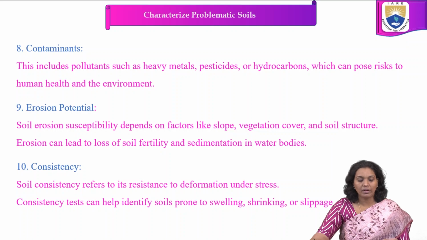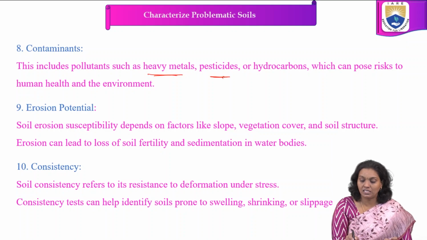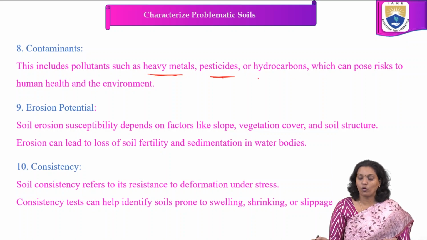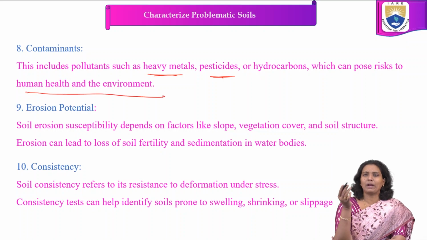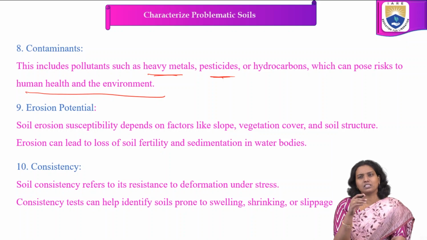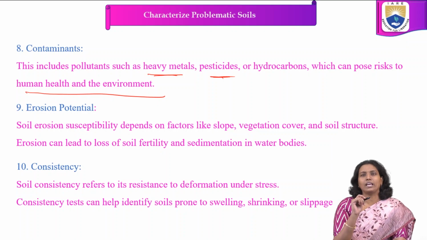Coming to the contaminants, this includes pollutants such as heavy metals. These contaminants, heavy metals, pesticides or hydrocarbons, can pose risk to human health and the environment. Whenever we are doing different kinds of constructions or mining, heavy metals are there. These may risk human health and the particular environment also.